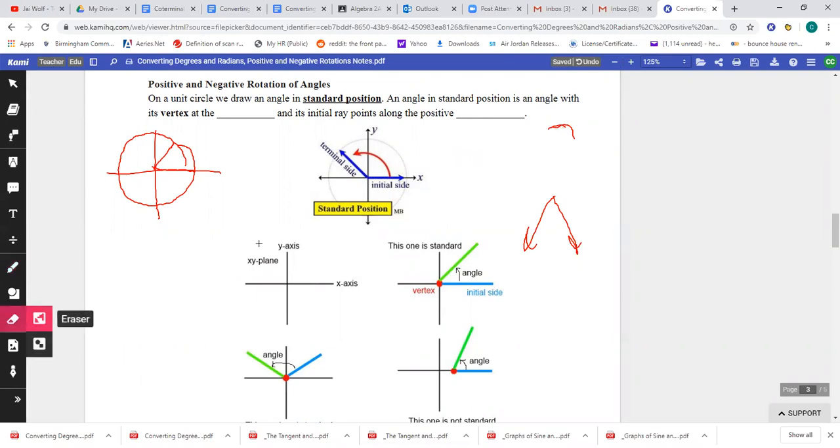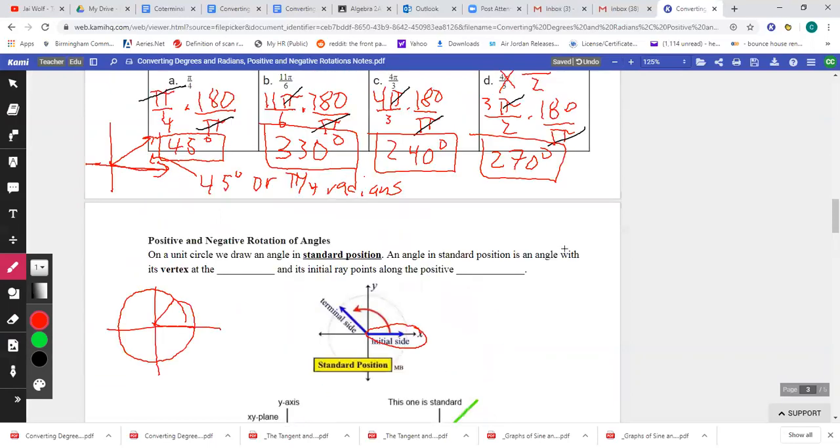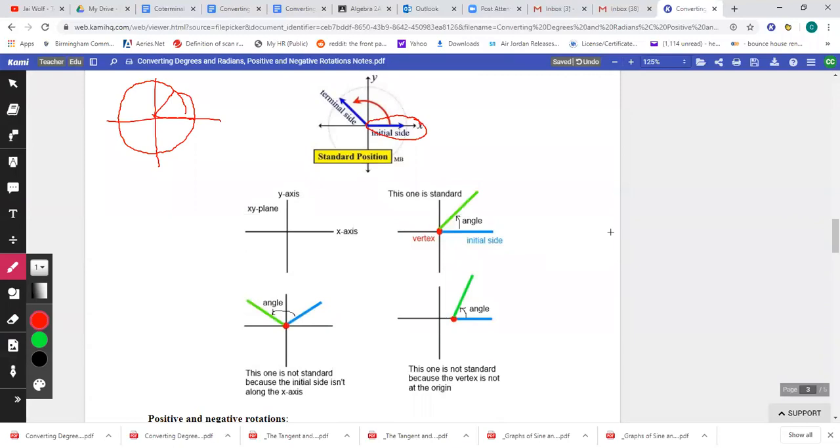In trig, our angles always have to start right here. This initial side that I just circled, all of the angles that you draw in trig have to start there. So look at this bottom left. You cannot make an angle in trig that looks like that because this is not here, right?